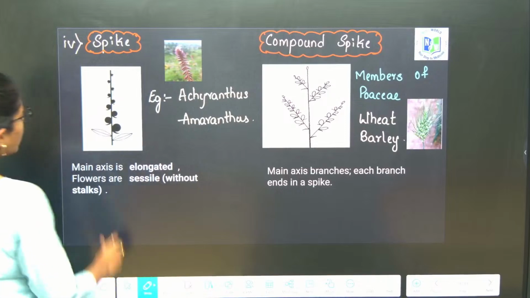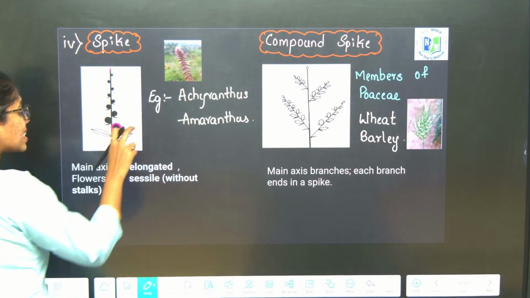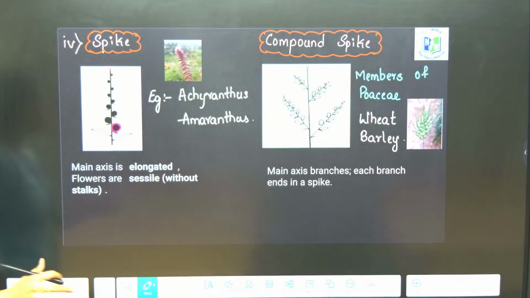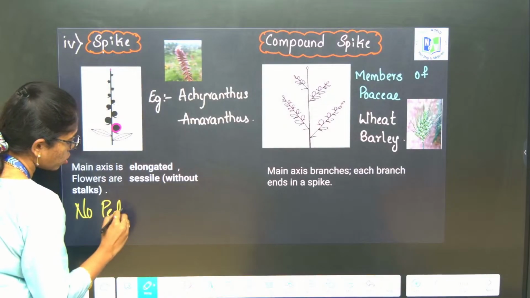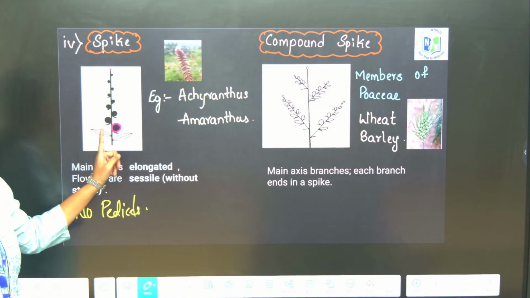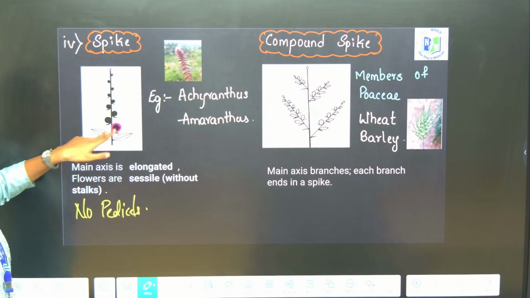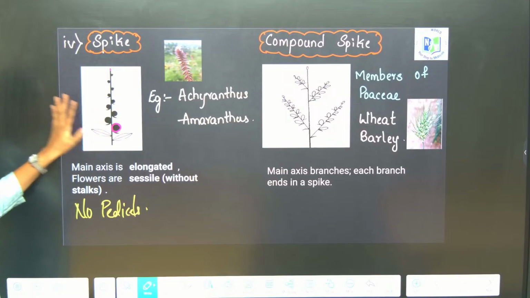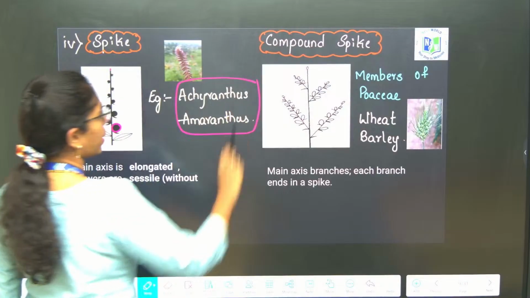Here in spike, the main axis is elongated and unbranched, and the flowers are sessile. They are without stalks or pedicels. There are no pedicels over here. The main axis is unbranched and tall. Flowers are sessile without any stalk or pedicel. Examples include Achyranthes and Amaranthus.